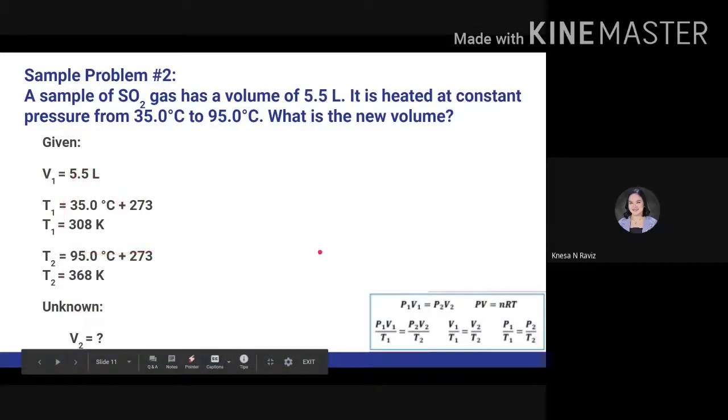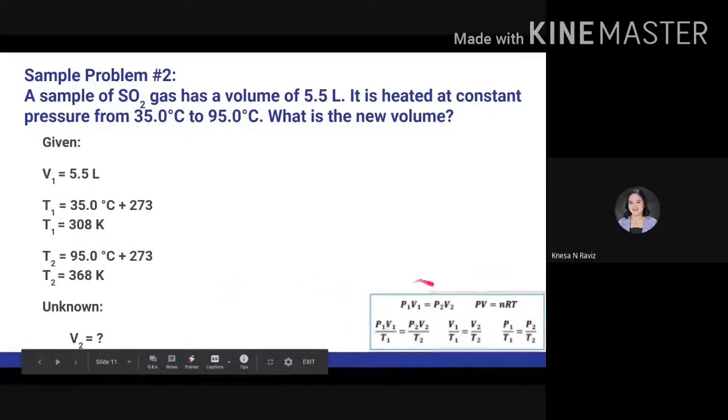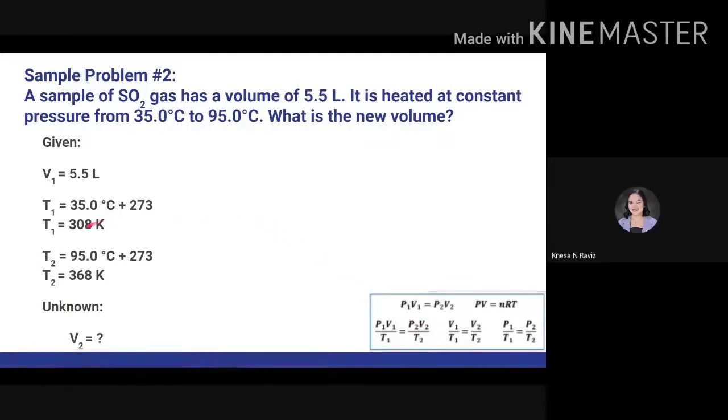Looking at the given, it involves volume and temperatures. So what equation can we use? We would use that equation which also involves volume and temperatures. So this one. This is actually Charles' law. If you remember, volume and temperature are directly proportional to each other according to Charles' law. We see that the temperature has been increased, and so we would also expect an increase in volume.